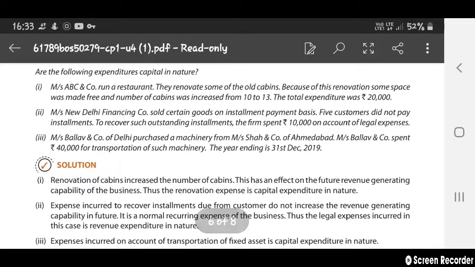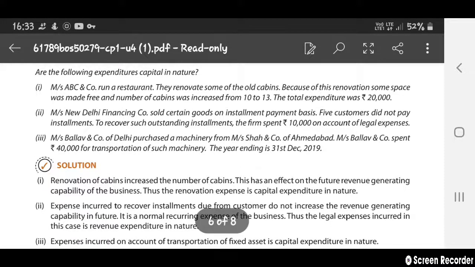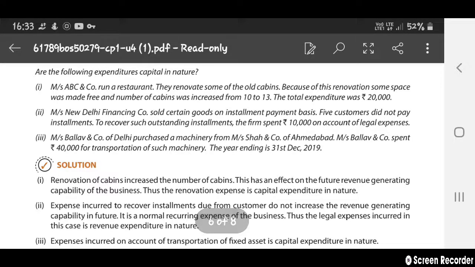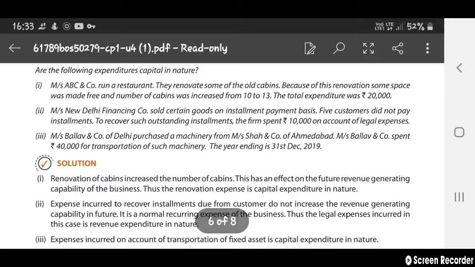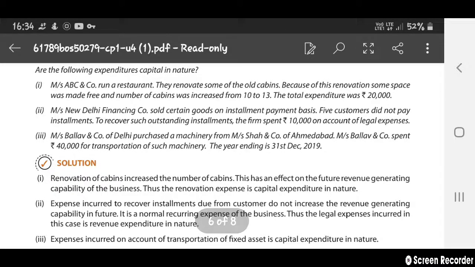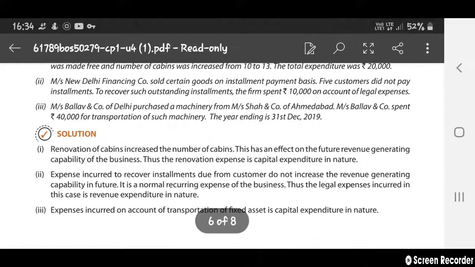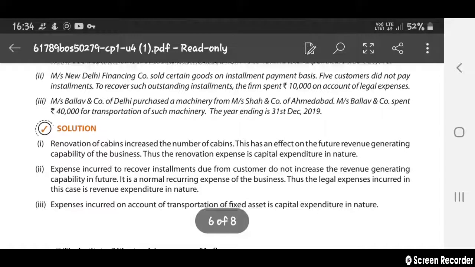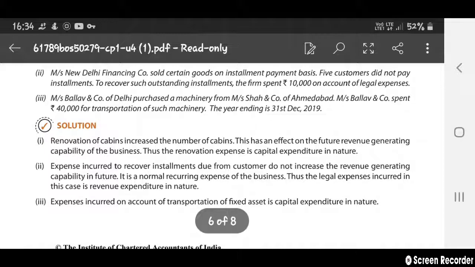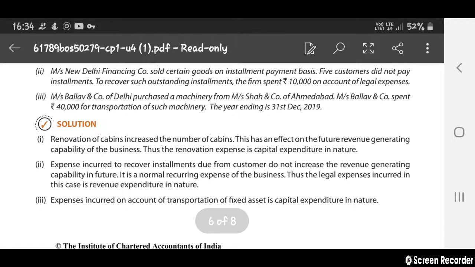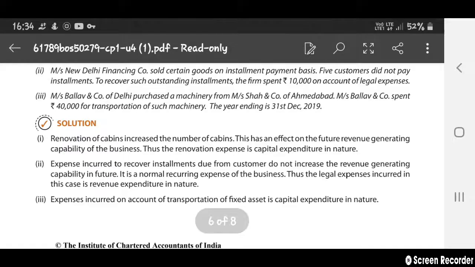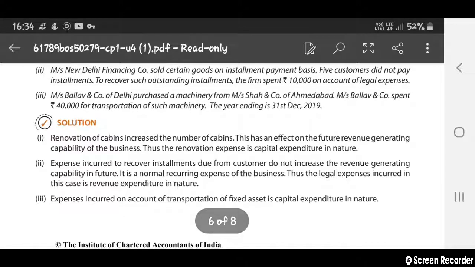Next is Mr. ABC and Co. run a restaurant. They renovate some of the old cabins. Because of the renovation, some space was made free and the number of cabins was increased from 10 to 13. The total expenditure is 20,000. So renovation of the cabins has increased the number of cabins, and this has an effect on the future revenue generating capability of that business. So therefore it becomes capital expenditure.